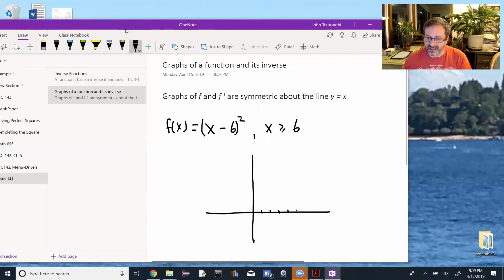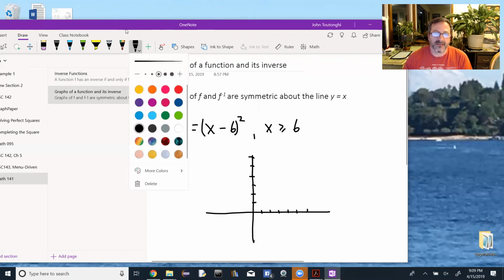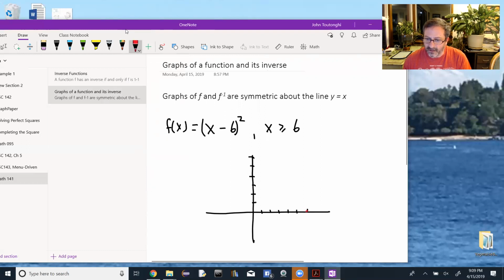I'm going to be a little more precise if I can by drawing a grid here. 4, 5, 6. And then x greater than or equal to 6. I'm going to draw it in red here. Can I go through 6, 0, and then 7, 1, and 8, 4. It's going to go up like that. There's my parabola going up.